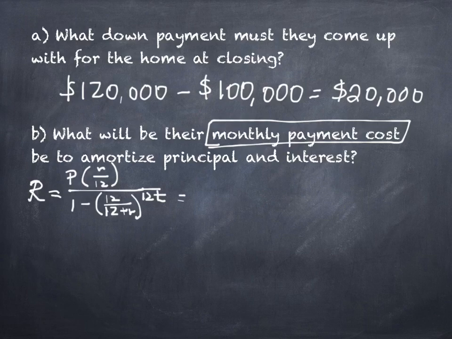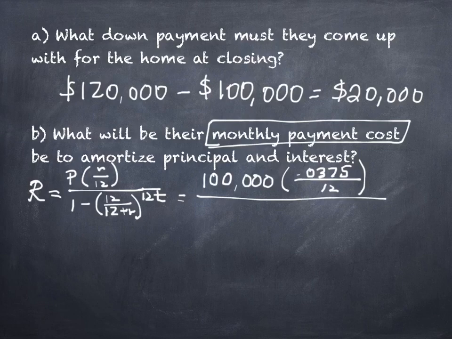Okay, so let's piece together what we know, working just from left to right, straight across. What's P? That's $100,000. That's the amount they're borrowing, right? What is R? 0.0375. 12's 12, so we're putting 12 right in there. My denominator, I have 1 minus, I have 12 on top, and then I have 12.0375 on bottom.